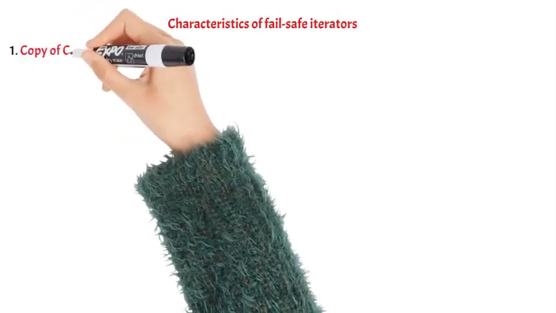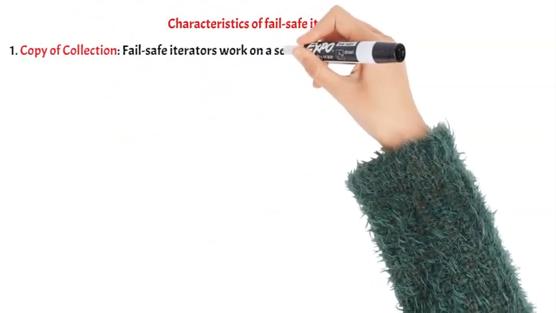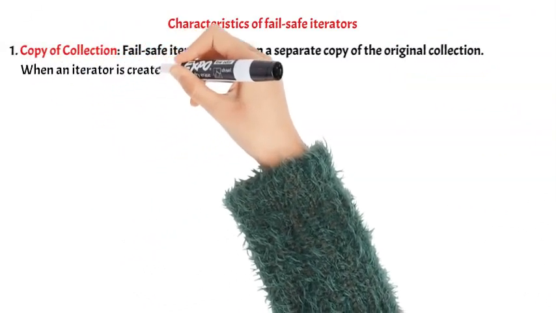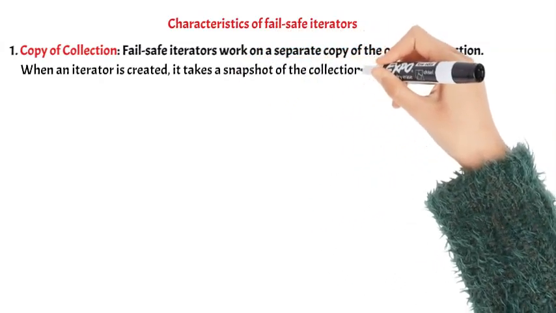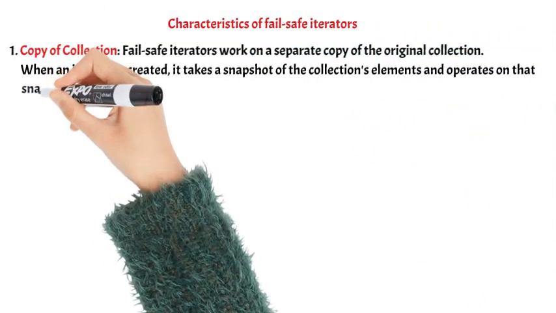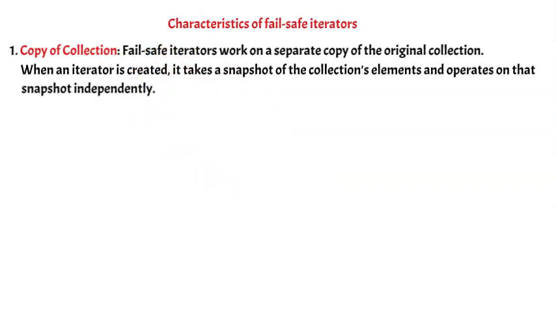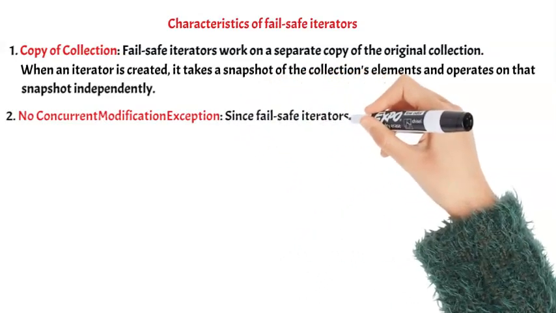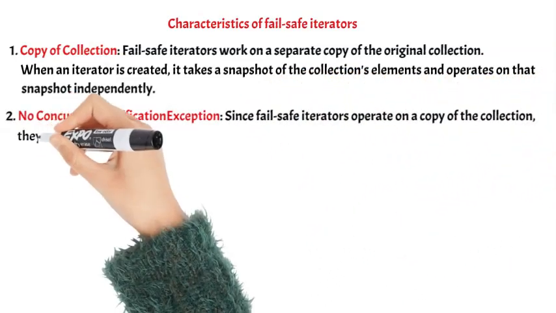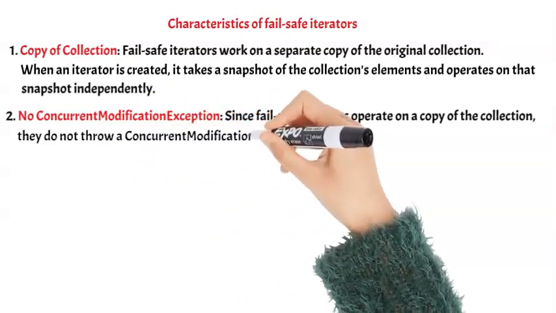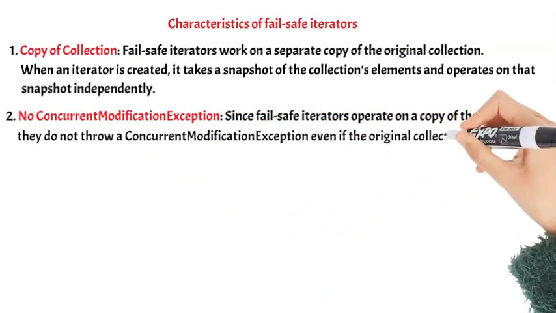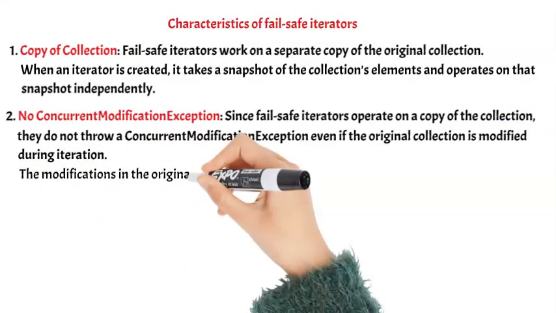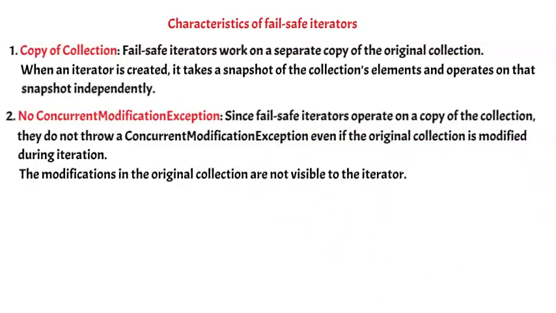1. Copy of collection. Fail-safe iterators work on a separate copy of the original collection. When an iterator is created, it takes a snapshot of the collection's elements and operates on that snapshot independently. 2. No ConcurrentModificationException. Since fail-safe iterators operate on a copy of the collection, they do not throw a ConcurrentModificationException even if the original collection is modified during iteration. The modifications in the original collection are not visible to the iterator.